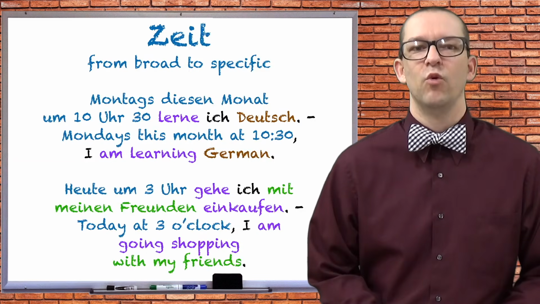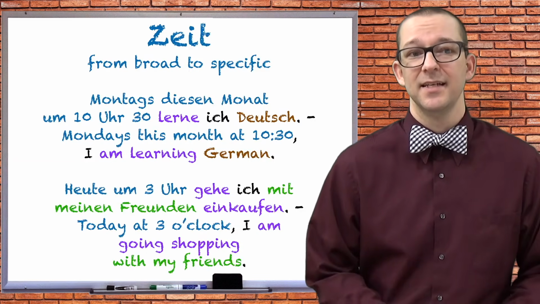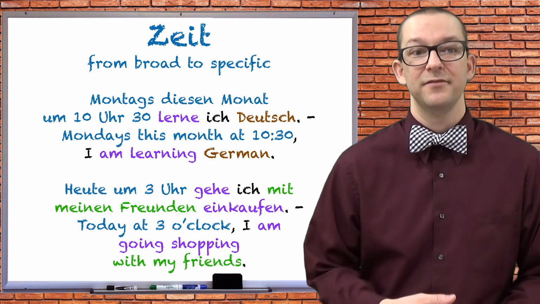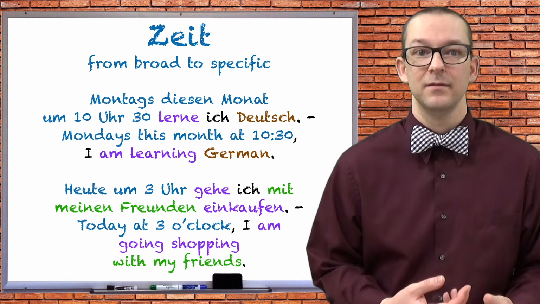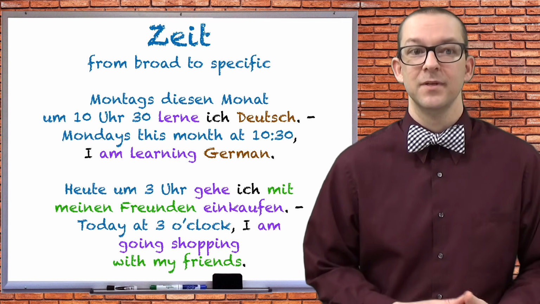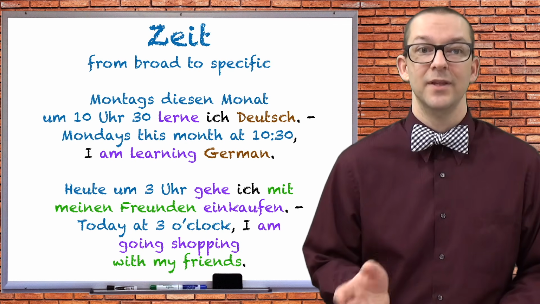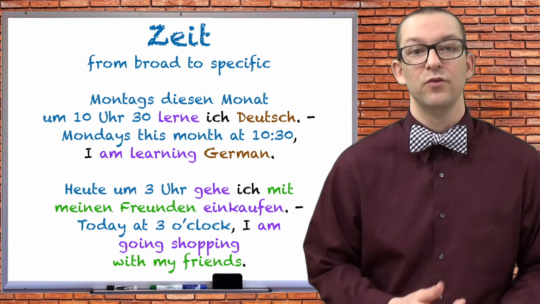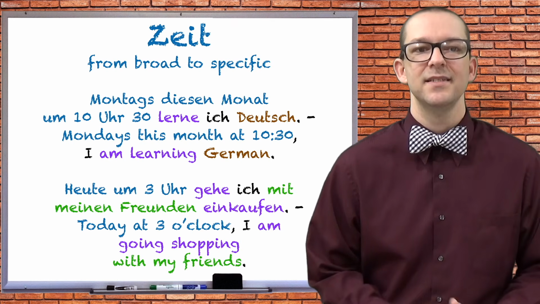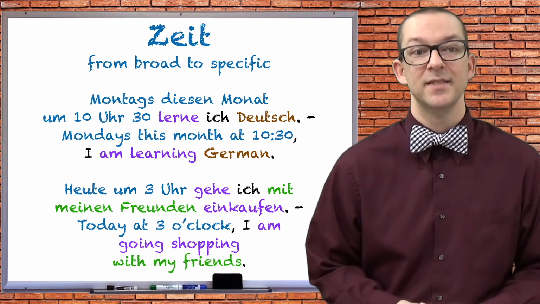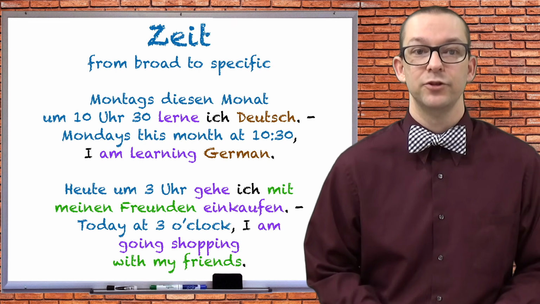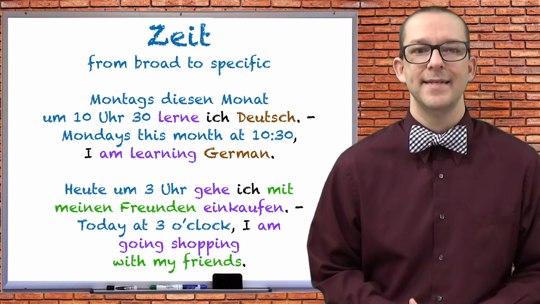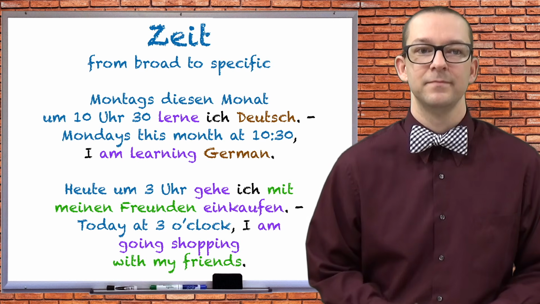What happens when you have more than one time element in a sentence, like today at 3 o'clock? You have to say today and 3 o'clock. How do you know which one goes first? The answer is simple. The order goes from least specific to most specific. For example, Montags diesen Monat 10:30 Uhr lerne ich Deutsch. Mondays this month at 10:30 I am learning German.